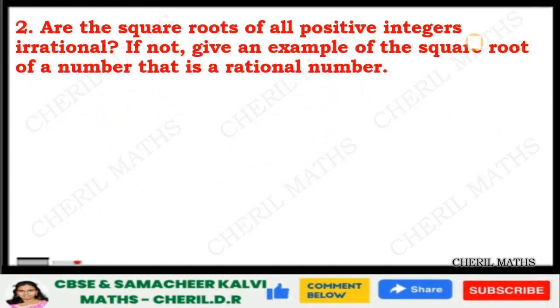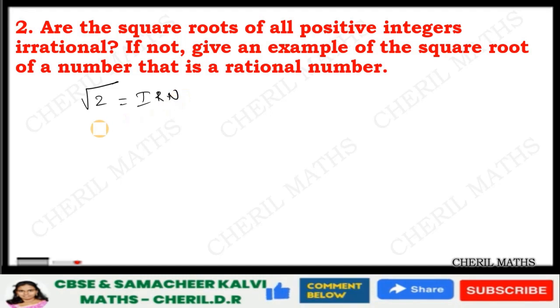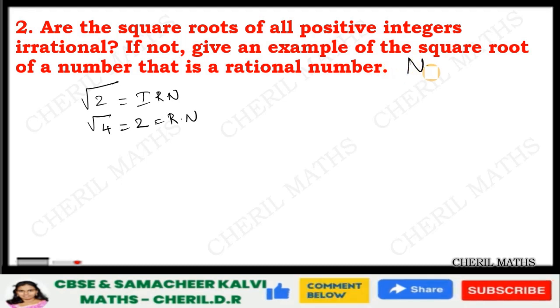So square root of all positive integers, can it be irrational? No, not necessarily. It can be rational or irrational. It can be in any way. Because if I say the square root of 2, then it is an irrational number. If I take the square root of 4, it is going to be 2, which is a rational number. So this is what we need to remember. So the answer is what? The answer is no. And for your example, you have many answers.